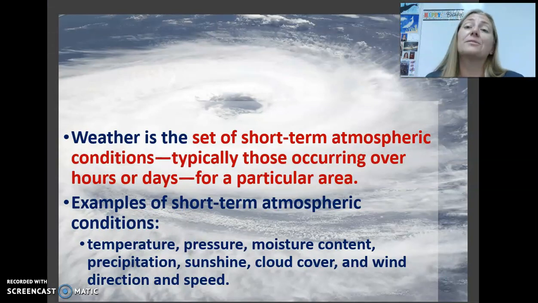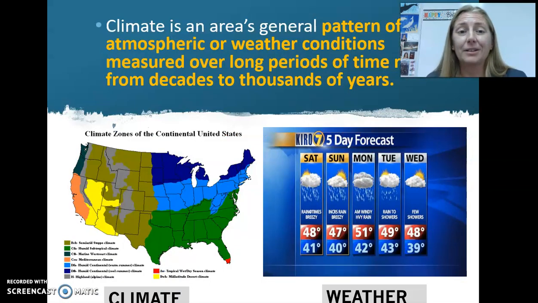And then just to kind of recap the difference between weather and climate on here. Weather is short term, very short term. Weather can change in a matter of minutes. So short-term atmospheric conditions for a particular area. Things like temperature, pressure, moisture content, cloud cover, wind direction, all part of a weather pattern. It changes all the time.